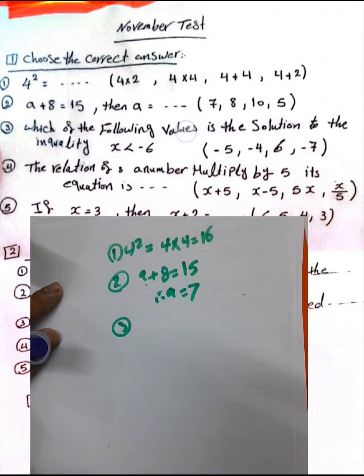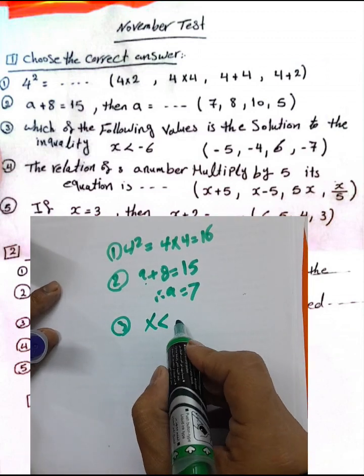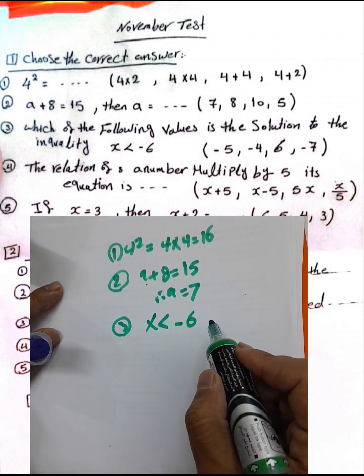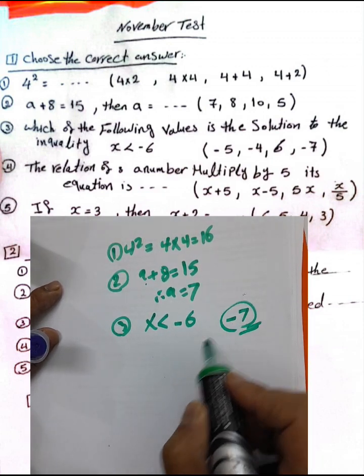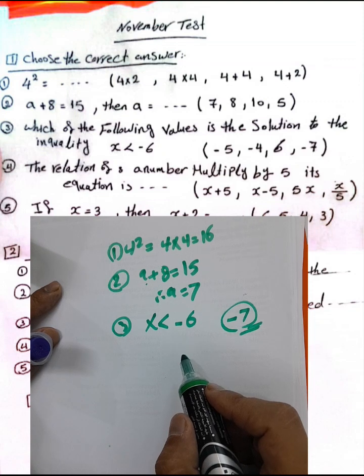Question number 3, which of the following values is a solution to the relation x less than negative 6? Less than negative 6, it will be negative 7. Okay, right here, negative 7.